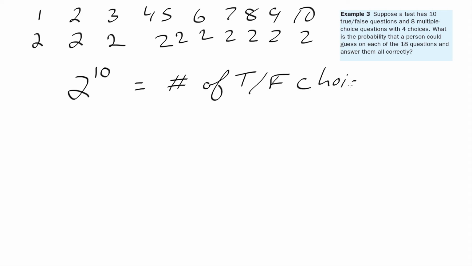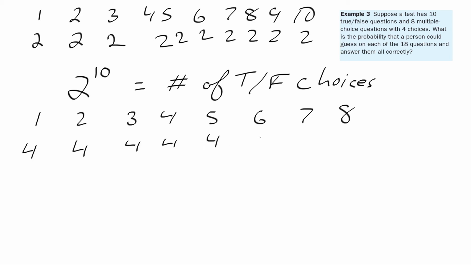Then we have 8 multiple choice questions. There are 8 questions. How many choices are there? Well, for the first one, 4. Second one, 4. All of them are 4. They all have 4 possible choices for multiple choice. Again, this is going to be repeated multiplication. So it's this choice times that choice times that choice. There are 8 different questions, so it's 4 to the 8th power.